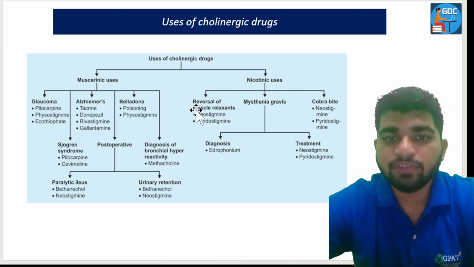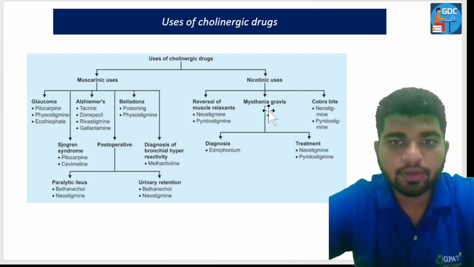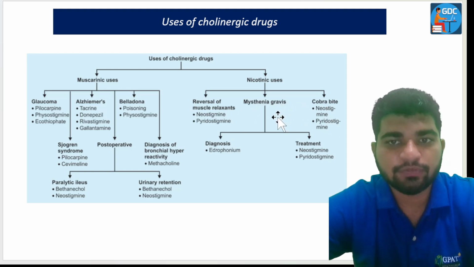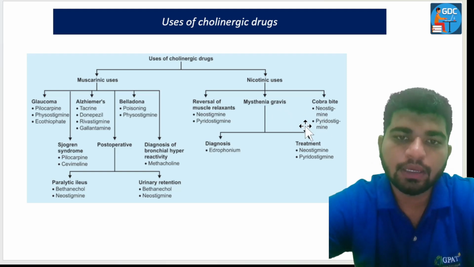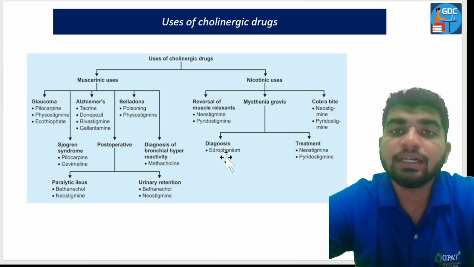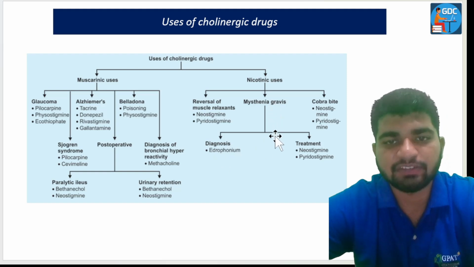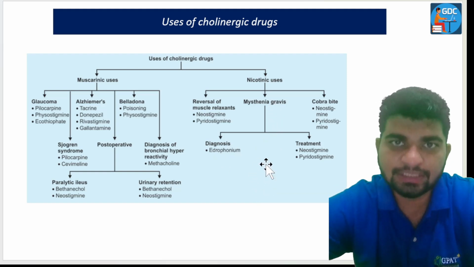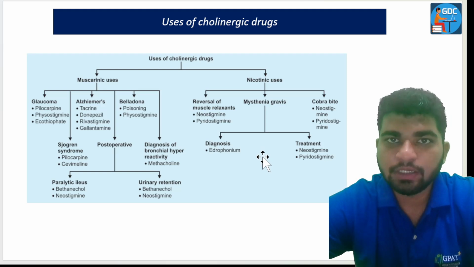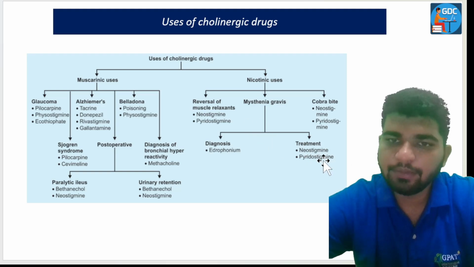For nicotinic uses, neostigmine and pyridostigmine can be given for reversal of muscle relaxants and for myasthenia gravis. Also, this one is important: for cobra bite poisoning, neostigmine and pyridostigmine can be given. For diagnosis of myasthenia gravis, edrophonium, which is the shortest acting drug, is used. What is myasthenia gravis? Myasthenia gravis is an autoimmune disease of the skeletal muscles, particularly affecting the NM receptors, which are the nicotinic neuromuscular junction receptors. Okay. Treatment is neostigmine and pyridostigmine.